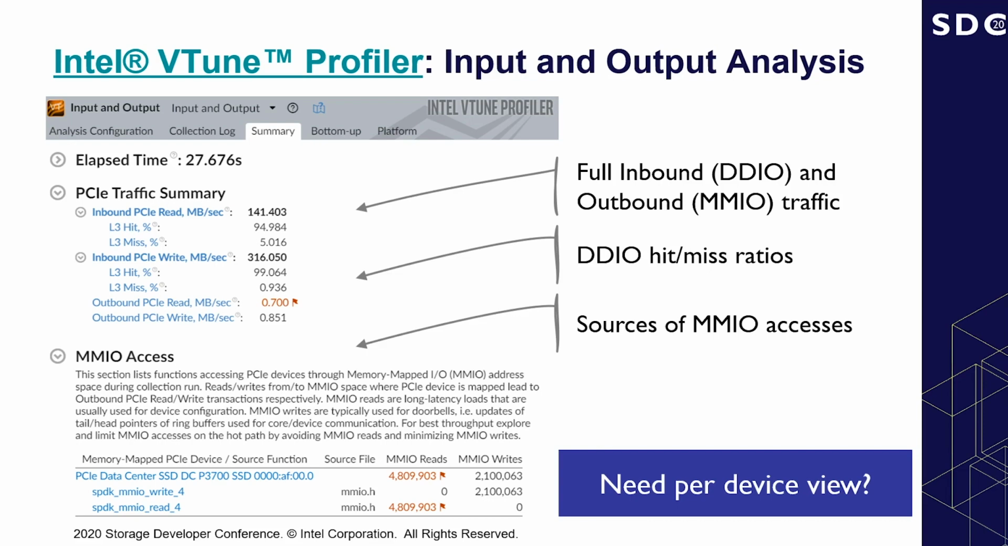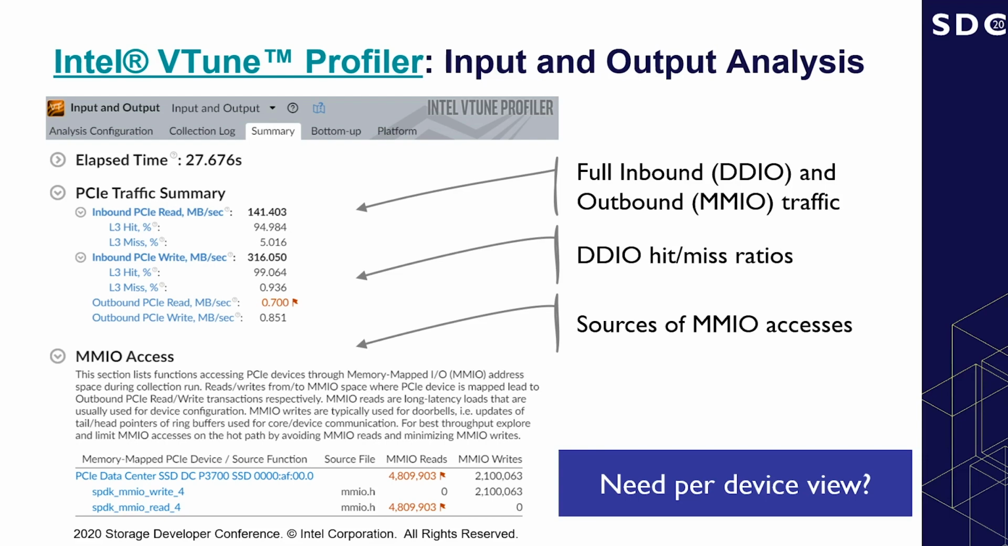For PCIe traffic, the top-level metrics are inbound and outbound PCIe read and write bandwidth. As it was previously discussed, inbound traffic is initiated by PCIe devices and targets system memory, and outbound traffic is initiated by cores and goes to the device memory or device registers.